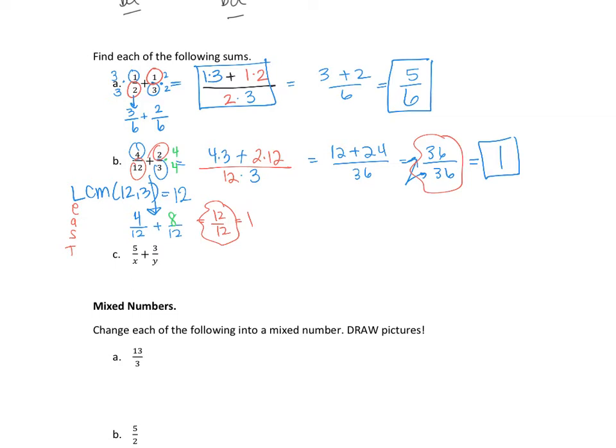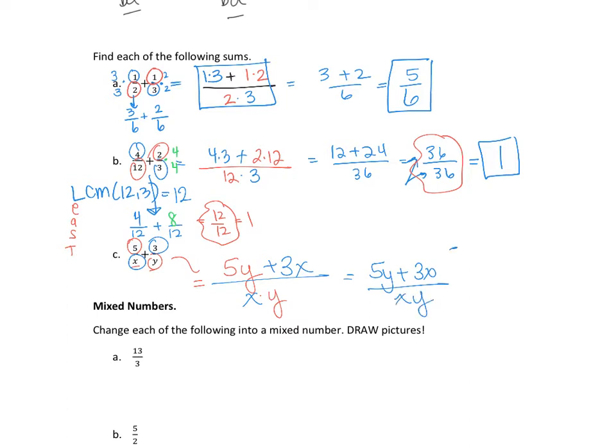So then for part C, we can't find an LCM for x and y, so we're just going to use the definition. So we're going to have 5 times the y, so 5y, plus 3 times the x, and this will be all over the x times the y. And so this will be 5y plus 3x. Those are not like terms, so they can't combine, all over xy. That's our final answer.